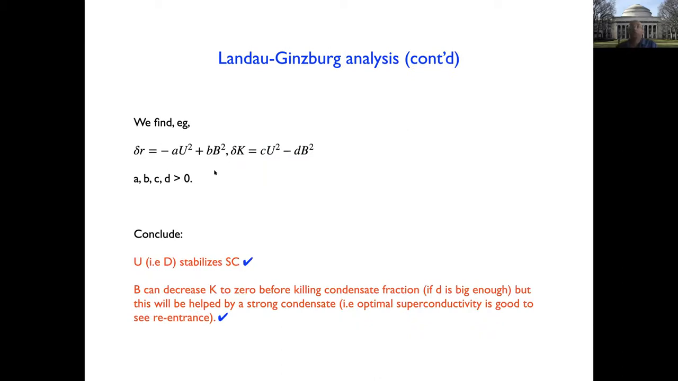So based on the structure of what we get, we can conclude that for small U, a small displacement field stabilizes superconductivity, while an in-plane magnetic field is capable of decreasing K to 0 before killing the condensate fraction, depending on the precise values of these parameters, and that can then help explain it. It allows for the possibility of this re-entrant quantum Lifshitz transition.